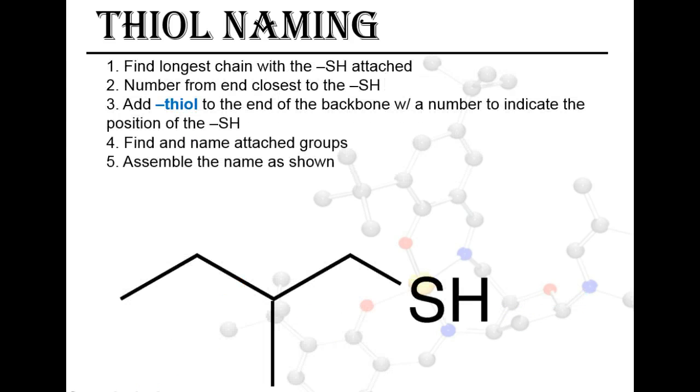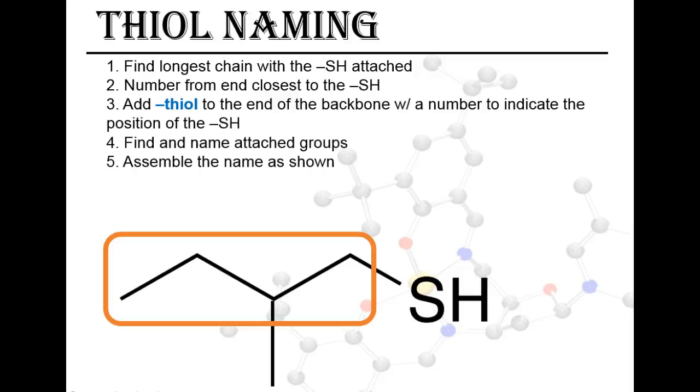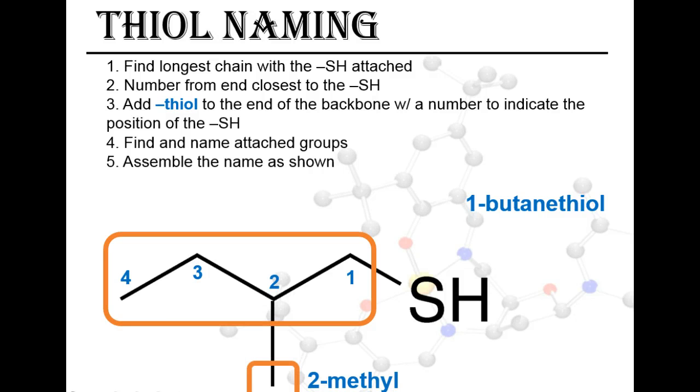Here's a slightly more complicated example. First thing you do is find the longest chain with the SH attached. There it is. We're going to number that from the end closest to the SH group. That's going to be the right hand side, so 1, 2, 3, 4, right to left. We can now name the parent chain as 1-butane thiol. The 1 tells you the carbon that the SH is attached to. We also have a methyl group coming off of carbon 2, so that's a 2-methyl, the final name being 2-methyl-1-butane thiol.